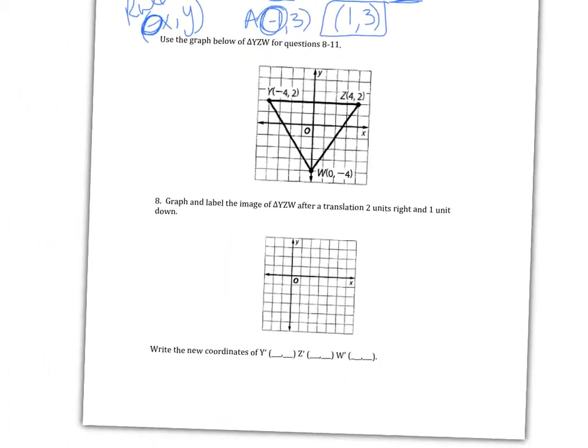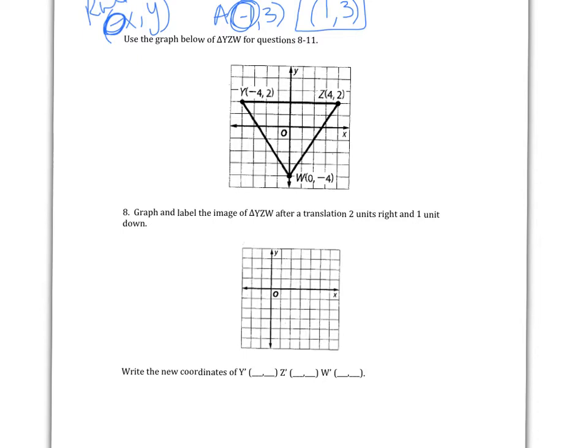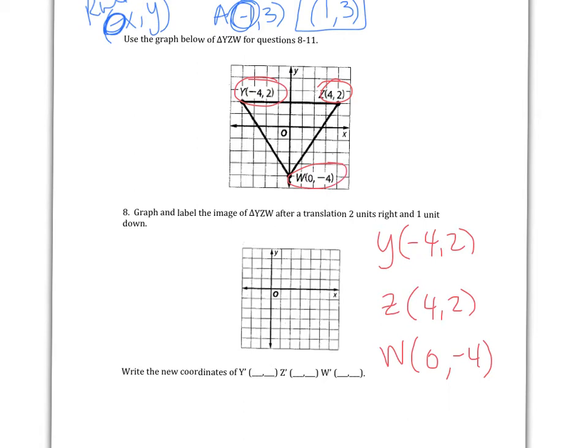I'm going to use this graph for the next couple questions, which is going to go on to the next page, so I'll have to kind of flip back. So it says graph and label the image of triangle YZW. So first of all, I'm going to put my points. Y is negative 4, 2, and I just got that right here off the graph. Z is 4, 2. I got that right here. And W is 0, negative 4. So those are my original points.